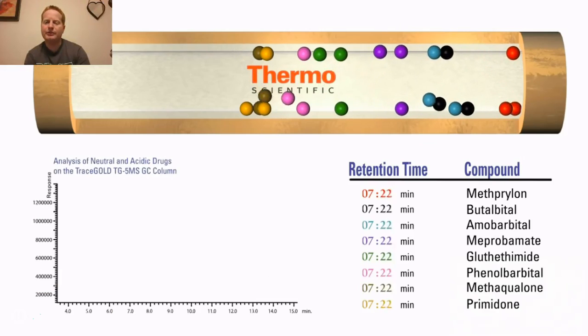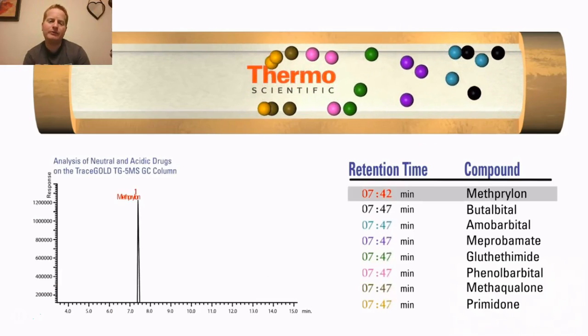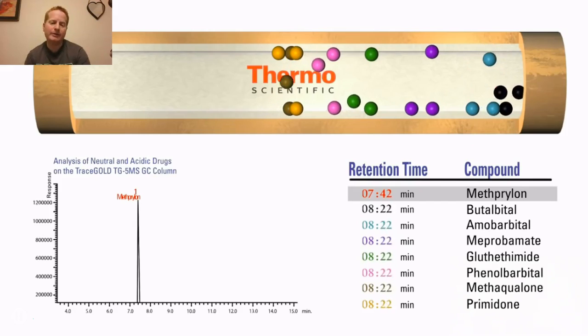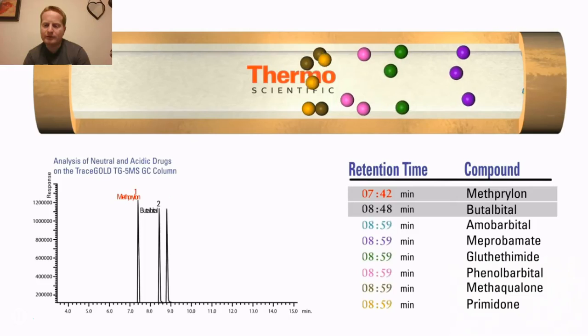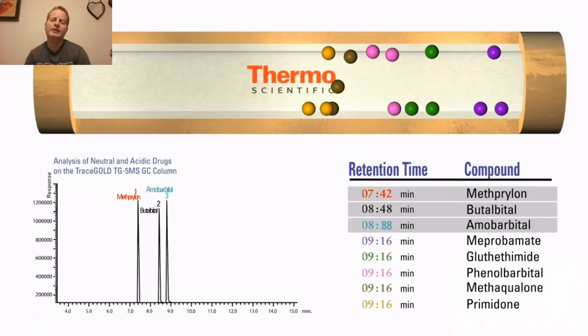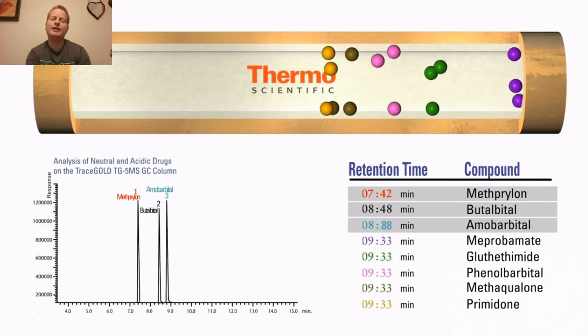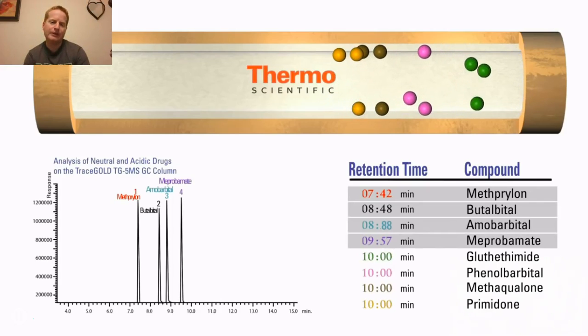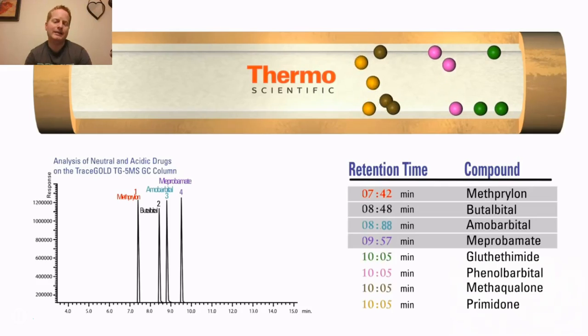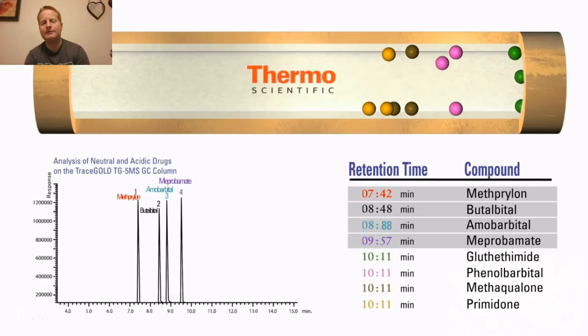So we notice the methprylon has come through first, and there's apparently quite a bit of it because the peak's pretty tall. But that came through first, and then the next chemical, the butyl, came through next. The graph is showing the order that they came through. Those peaks will appear, and the x-axis is the time, how long it took to come through.